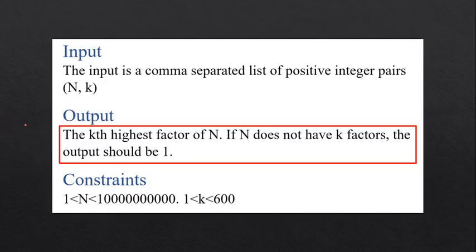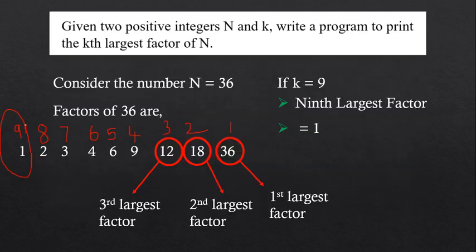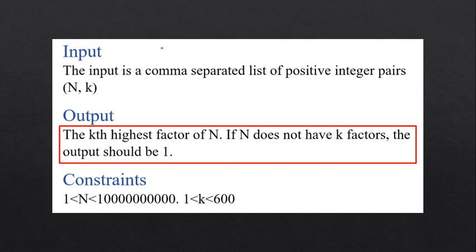Okay. Now take a look at the input and output. Yes, what is the input here? Input is a comma separated list of positive integer pairs. There are going to be two values for us, n value and k value. I've already told you what is n and k value. N is the number. For that number, you'll find the factors. K is the required largest factor. Okay. So if k is 4, fourth largest factor. If k is 5, fifth largest factor. Like that it goes on.